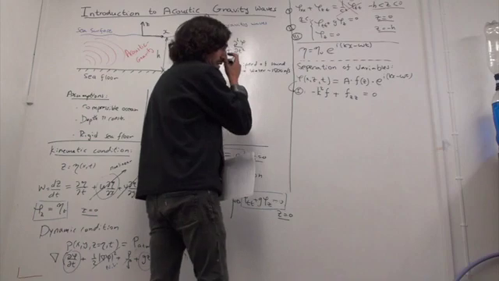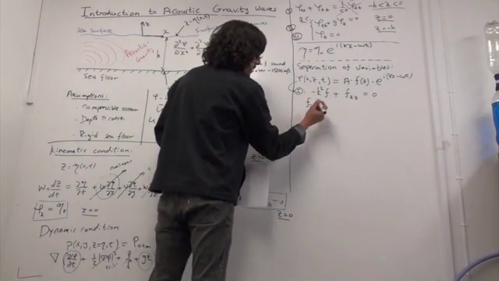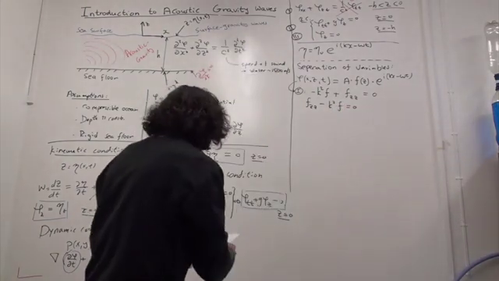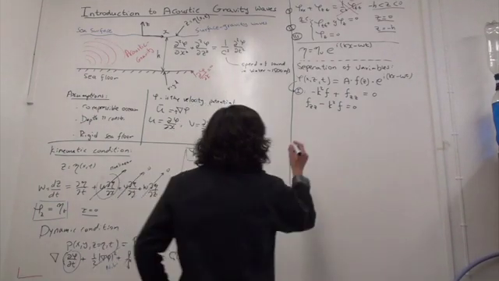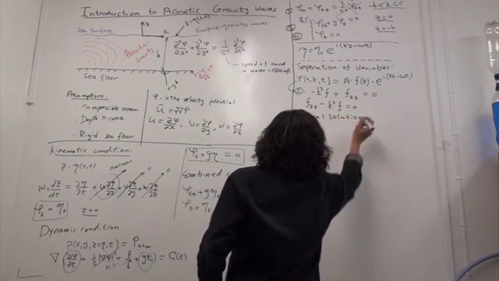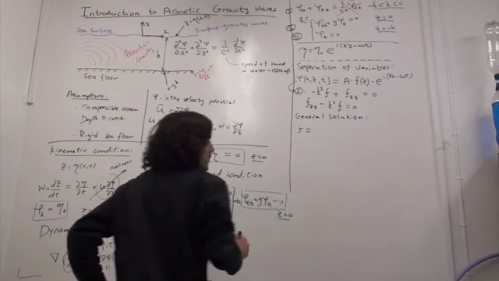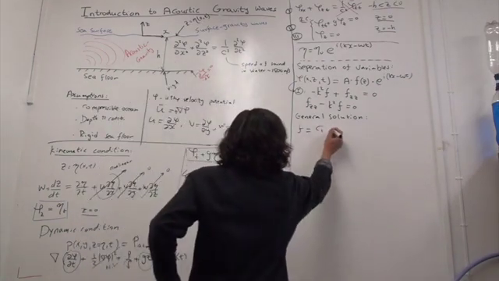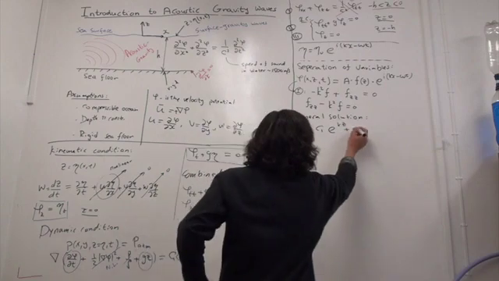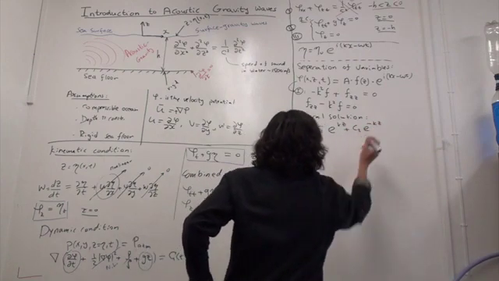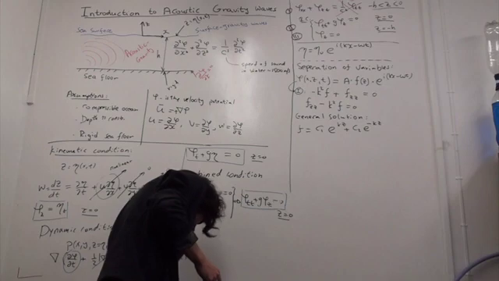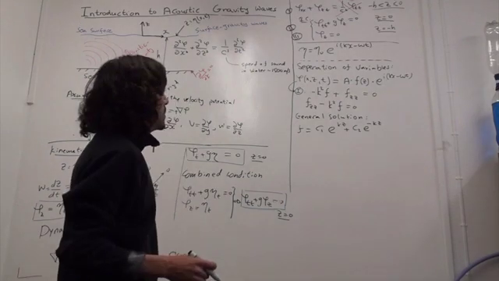And the solution for this, I can rewrite it in this form. Now the general solution for this equation is of the form f equals some constant c1 e to the power kz plus c2 e to the power minus kz. This is the general solution for this differential equation.